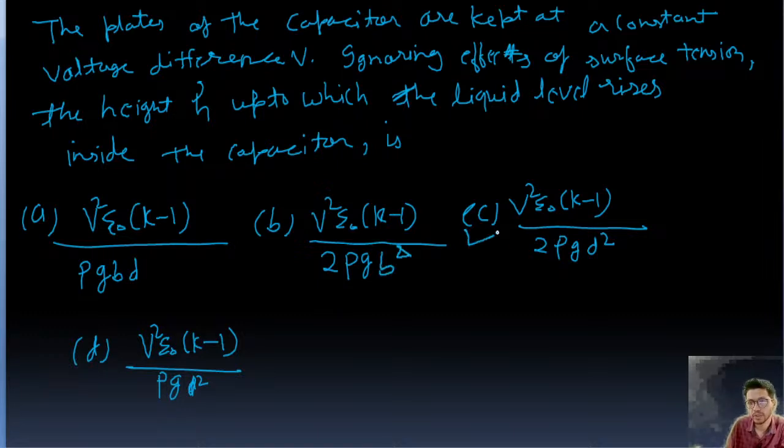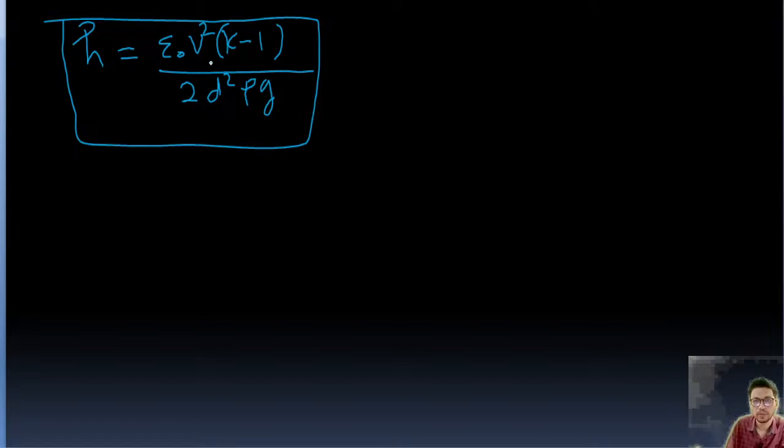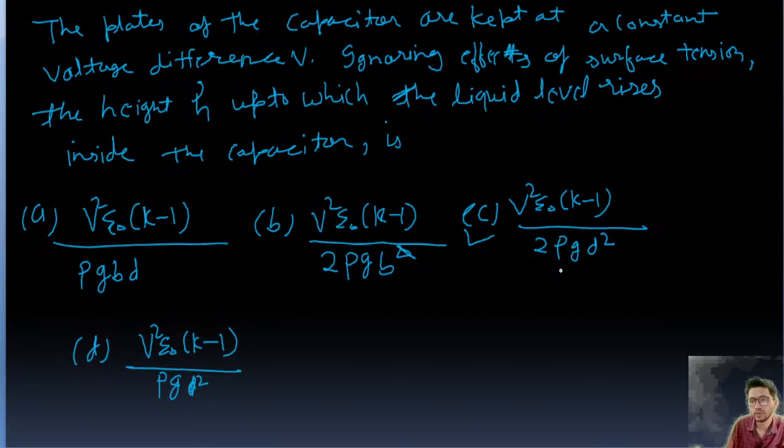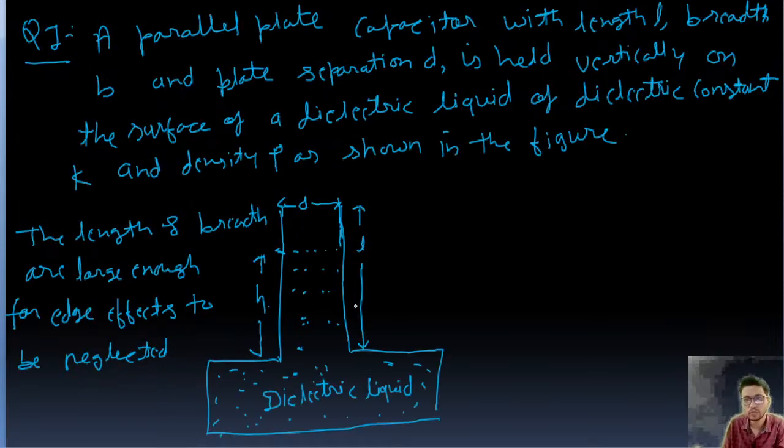So this option C is matching, guys, because this is v square epsilon 0 (k minus 1) upon 2d square rho g. So this option C is matching. Very simple, guys. We just need to know this concept.